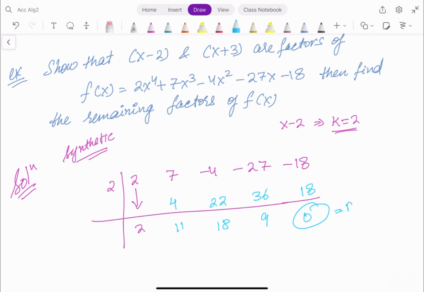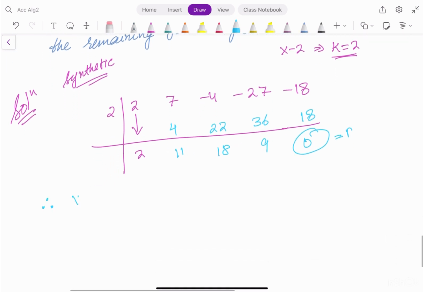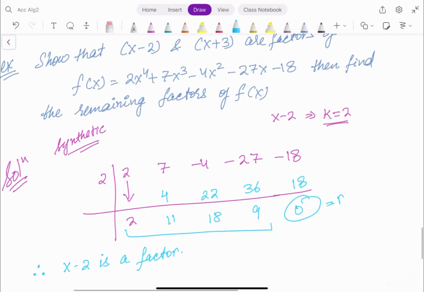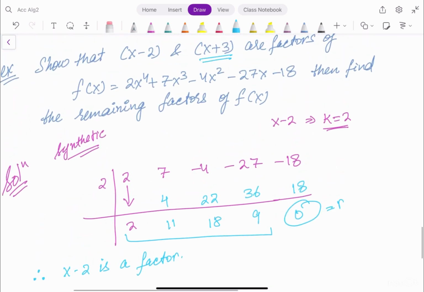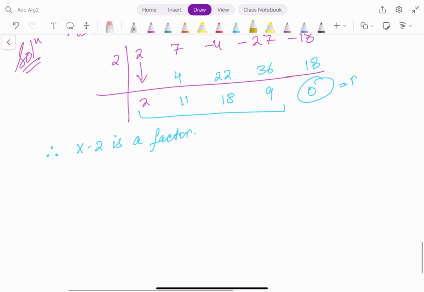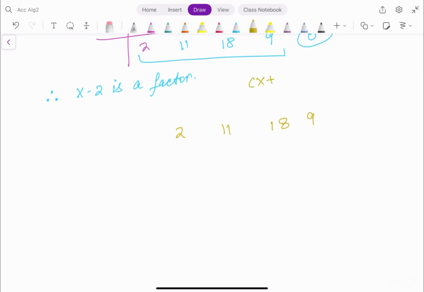Because the remainder is 0 for the last term, that means x minus 2 is a factor of the given function. So the first thing is proved. Now I need to prove whether x plus 3 is also a factor. For the second one, we will take the leftover of the first synthetic division, not the original one. So whatever the leftover coefficients are, 2, 11, 18, and 9, we will take these as the coefficients, and then we will use negative 3 as k.